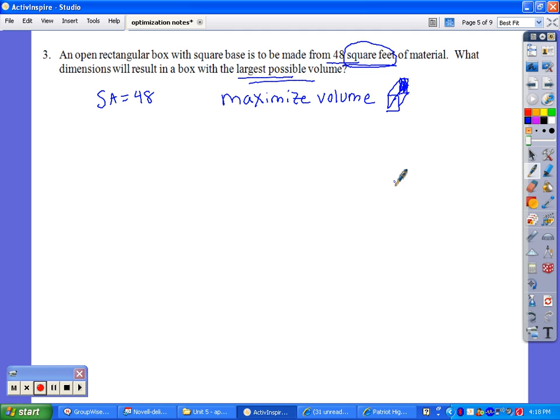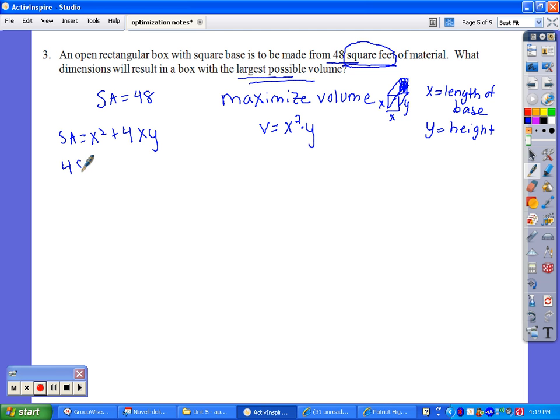So if we think about this, volume, again, is the area of the base times the height. So let's let x equal the length of the base and y equal the height of the box. So the volume would be the area of the base, which is x times x, or x squared, times the height. So that gives me the volume. That's the volume. Surface area formula, we have to find the area of all the sides and add them together. So we have one base because it's open top, so it's x squared. Plus, if I find the area of one of the sides, it's x times y, and I have 4 sides, so it's plus 4xy. And we know that this is equal to 48.